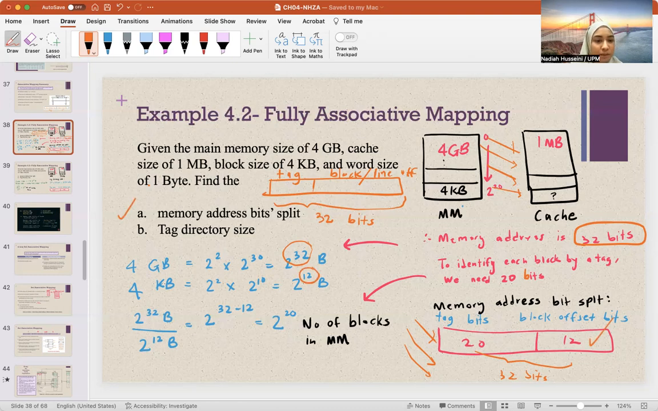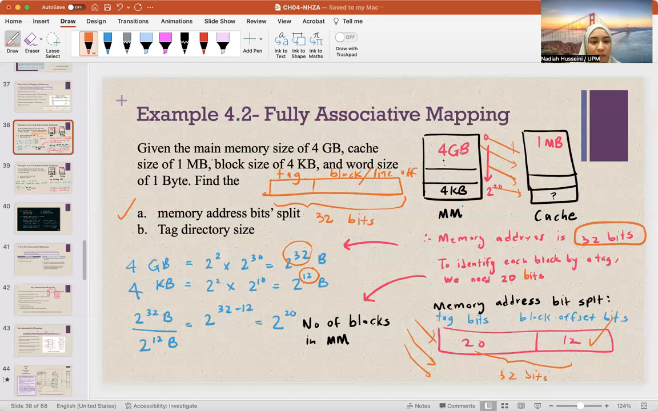Okay, so the second one is tag directory size. I believe you have a little bit of understanding on this one. If you know what your tag bits are, you need to multiply by the number of cache lines to find your tag directory size. So you need to find out how many cache lines you have over here. Let's find out.